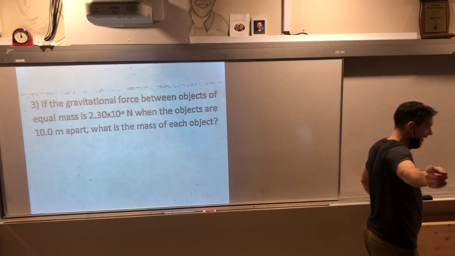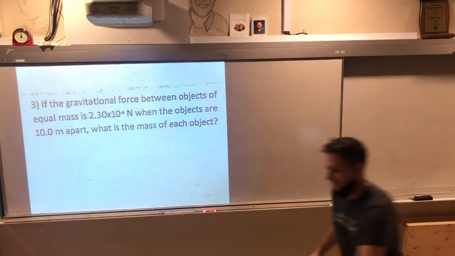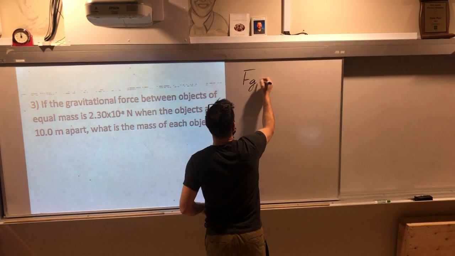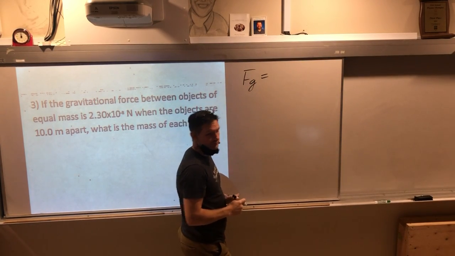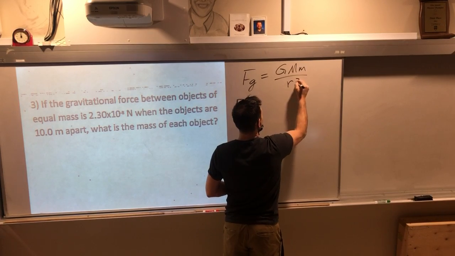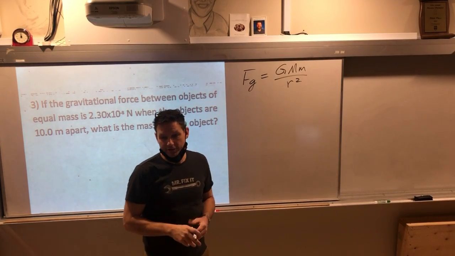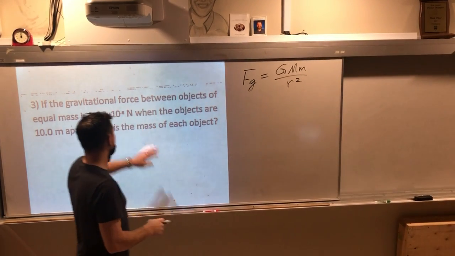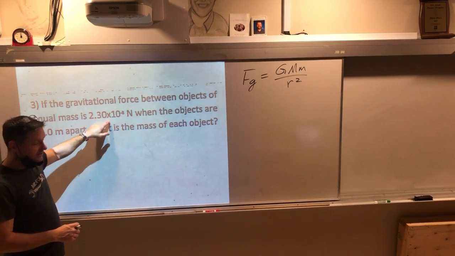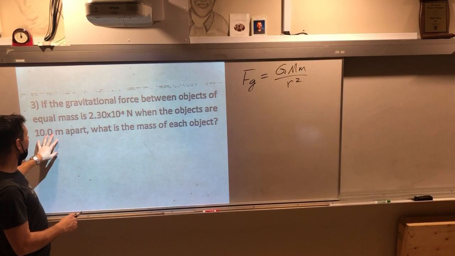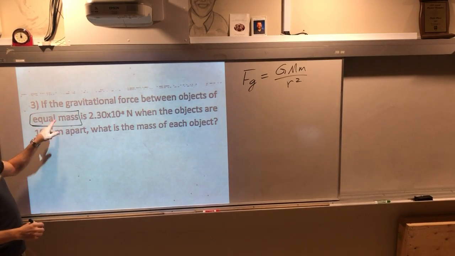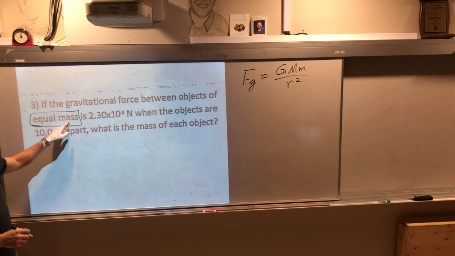FG equals what? GMM divided by R squared. GMM over R squared is correct. Well done. Now, this question doesn't ask for the force, it gives us the force. And then it says this, which is very important: equal masses.